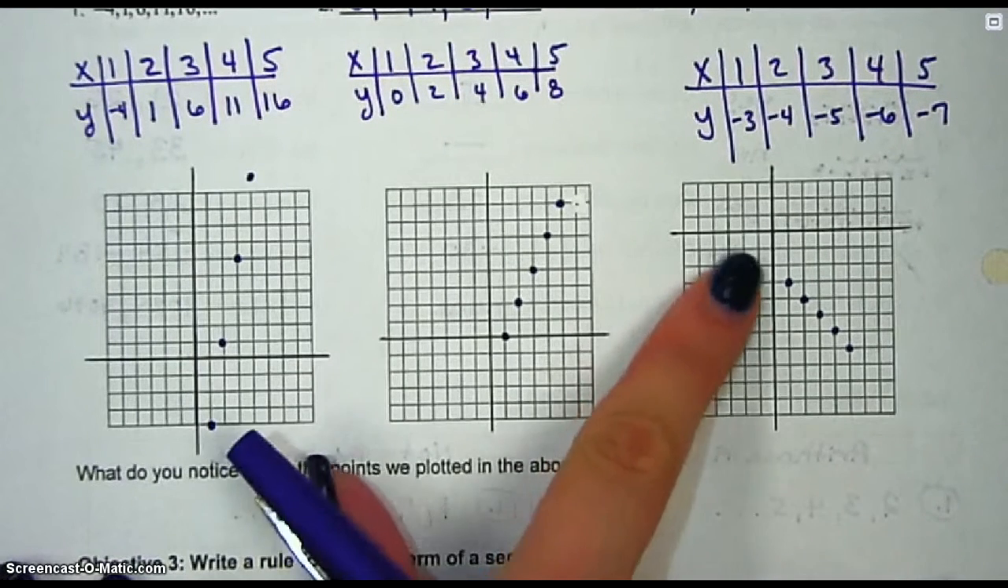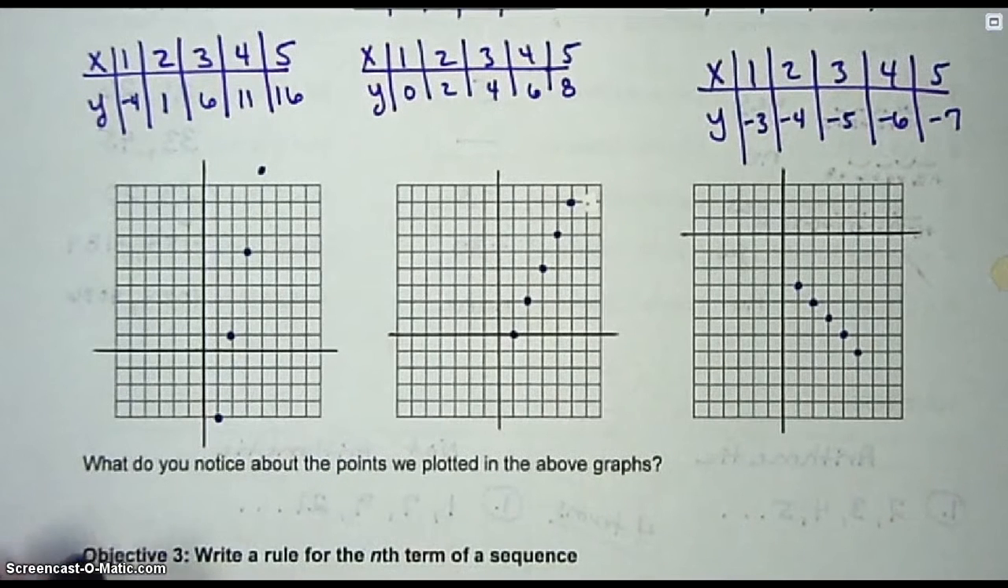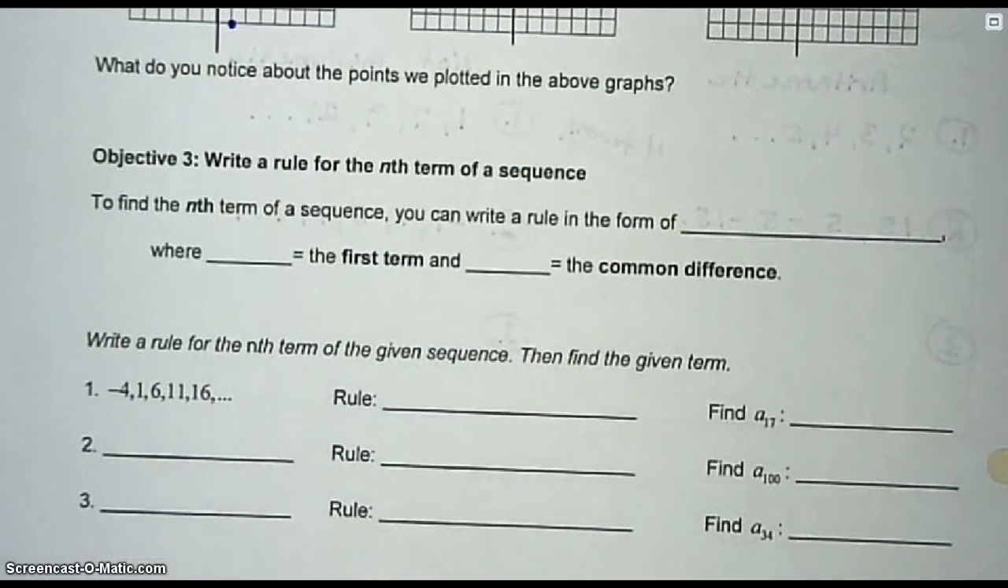Hopefully, you realize that they're very linear. That's probably why you've been wanting to draw a line. So, they are linear, which means we can actually write them as an equation. That's what this whole chapter has been about. So, we are going to actually write a rule. Remember, a rule just means write an equation for the nth term of a sequence. When they say nth term, that just means the unknown term. Maybe I want to find the 100th term, maybe the 5th term, maybe the 1,000,000th term.